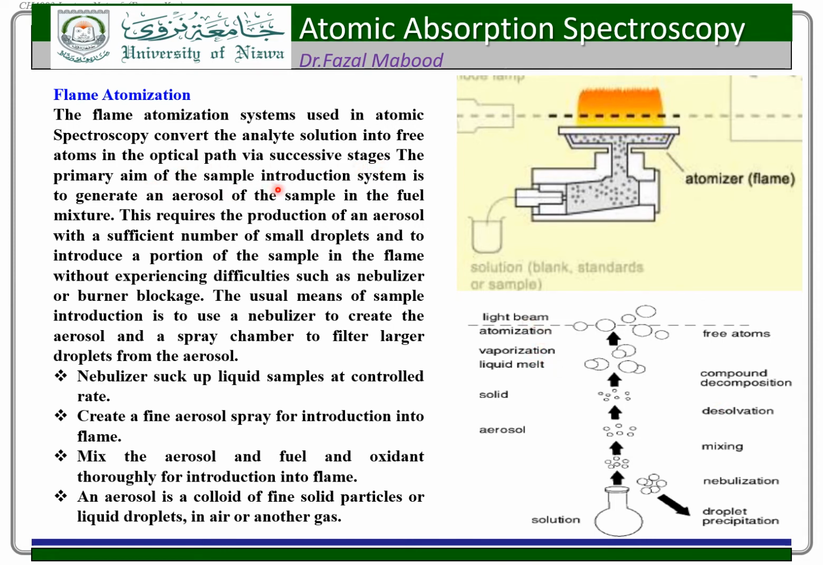The primary aim of the sample introduction system is to generate an aerosol of sample in the fuel mixture. This requires the production of an aerosol with a sufficient number of small droplets and to introduce a portion of the sample in the flame without experiencing difficulties such as nebulizer or burner blockage. The usual means of sample introduction is to use a nebulizer to create the aerosol and a spray chamber to filter larger droplets from the aerosol.